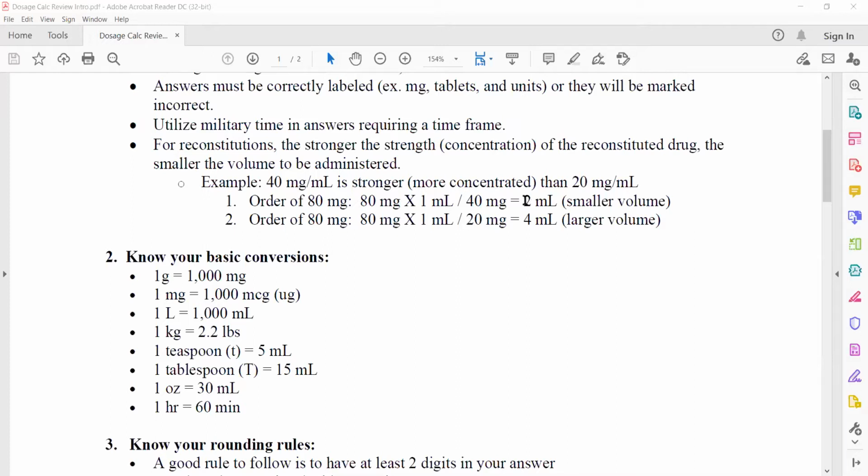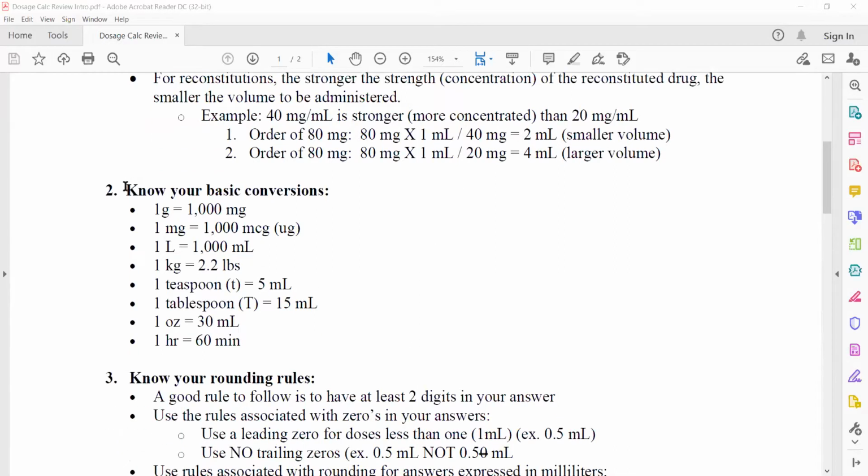Notice also that in order to get the same amount of drug, you would use fewer milliliters with the stronger concentration. All this will make a lot more sense when we get to some of the actual problems. These are just some of the things that I know get missed commonly, which is why I put them towards the top of these review tips.